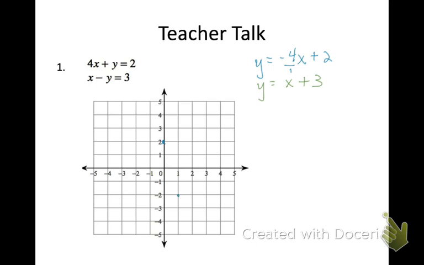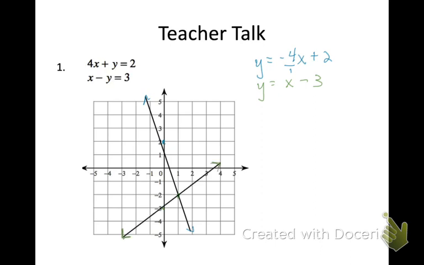So let's graph this first equation. It has a y-intercept of 2 and a slope of negative 4 over 1. So that's down 4 and over 1 to the right. So there's our first line. Now I have the correct second equation, y equals x minus 3. So that has a y-intercept of negative 3 and a slope of 1.